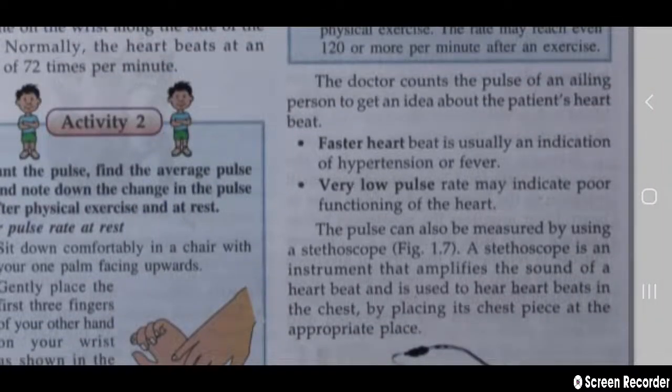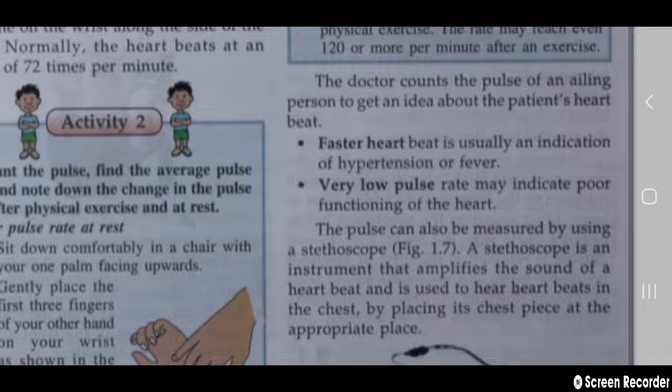Doctors count the pulse of an ailing person to get an idea about the patient's heartbeat. A faster heartbeat is usually an indication of hypertension or fever. So if the doctor finds that the pulse is very fast, the doctor can say that you have hypertension or fever.